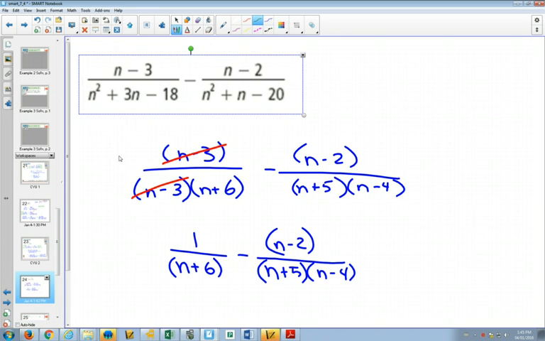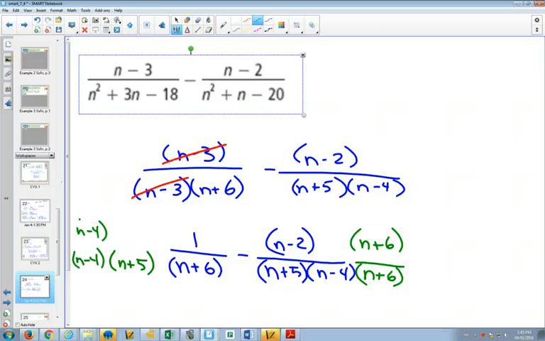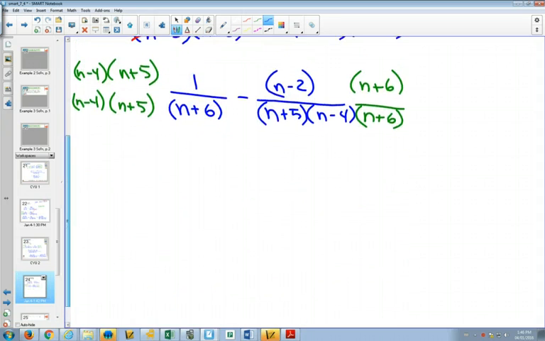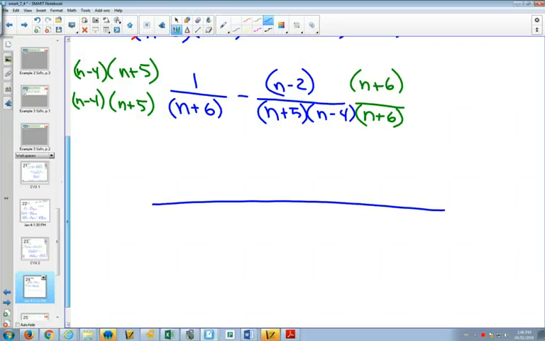Because now, the only thing that I'm missing in the second one is n plus 6 and n plus 6. I am still missing n plus 5 and n minus 4 in the first one. So now we have one common denominator, n plus 5, n minus 4, n plus 6.